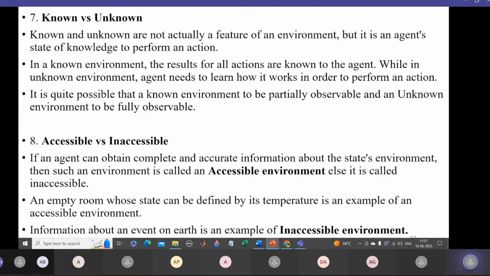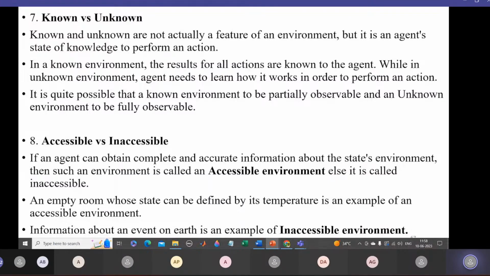Known versus unknown. Known and unknown are not actually a feature of an environment, but an agent's state of knowledge, whether this type of information is already known to him or unknown to him. So when it is a known environment, the results for all actions are known to the agent. While in an unknown environment, the agent needs to learn how it works in order to perform an action. So it is quite possible for a known environment to be partially observable and an unknown one to be fully observable.